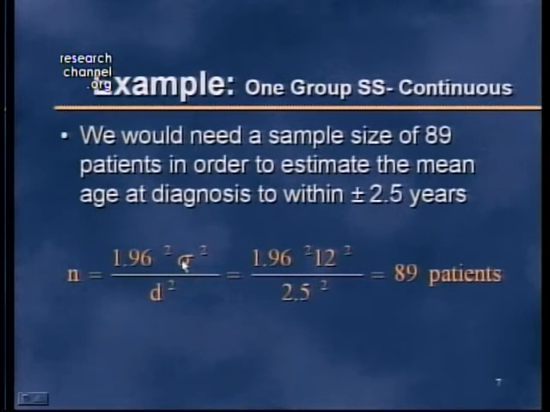But suppose we felt that 12 was a pretty good estimate. Then we'd solve this equation by plugging in sigma equals 12, and we would see that we would need approximately 89 patients in order to then get a 95% confidence interval for the mean age that's only 5 years in width.